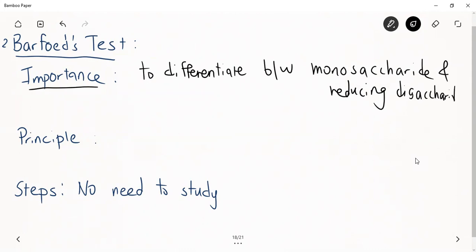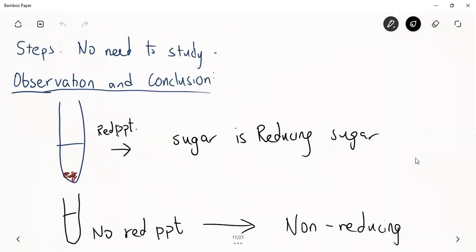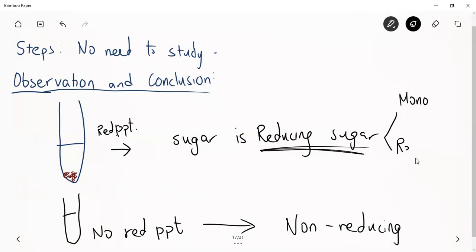Why do we do this test? Very easy to answer. We did the Benedict test. We know the sugar is reducing. Do I know if it is a monosaccharide? It can be a monosaccharide, right? Or is it a reducing disaccharide, for example, maltose? Both of these will give Benedict positive. But do I know if my unknown sugar is monosaccharide or a reducing disaccharide? No, I do not know. To differentiate between this and this, I will do which test?